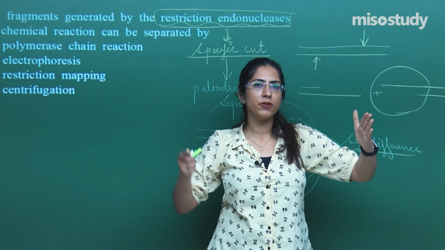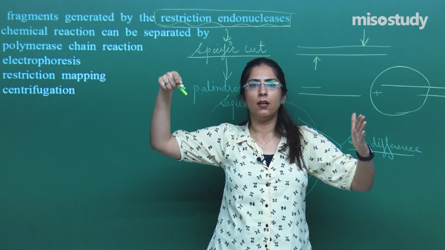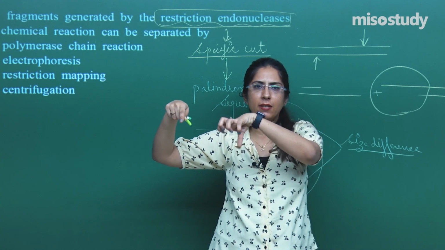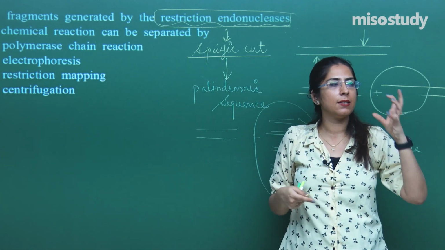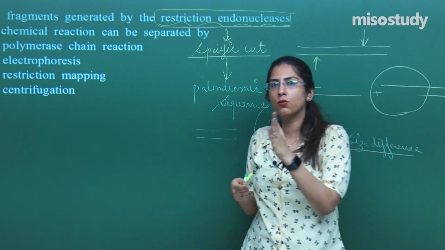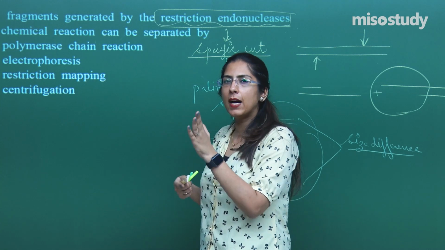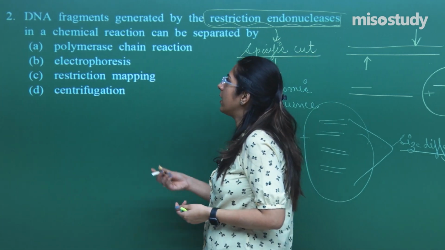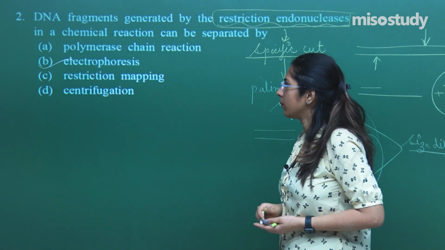The last band, which is away from the origin, or you can say from the groove in which I have placed our DNA sequences, if it is far, that means it is a smaller one, whereas a band closer to our main hole is a bigger one. So, out of these, electrophoresis is the correct option for the separation of these DNA sequences.